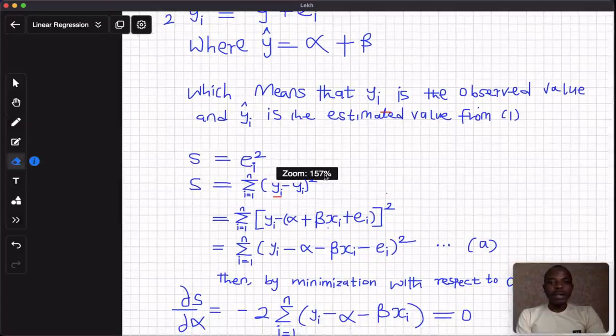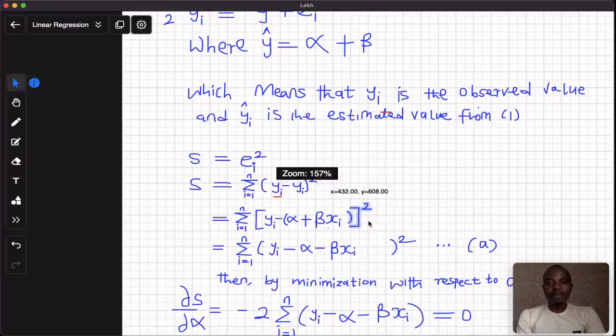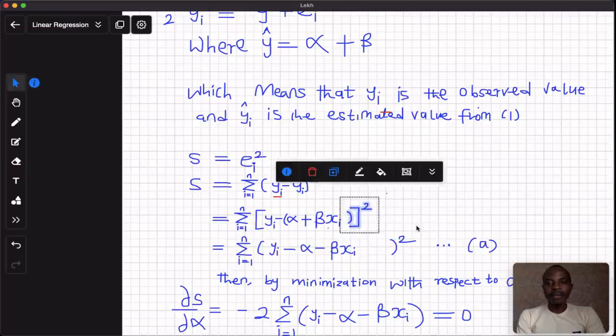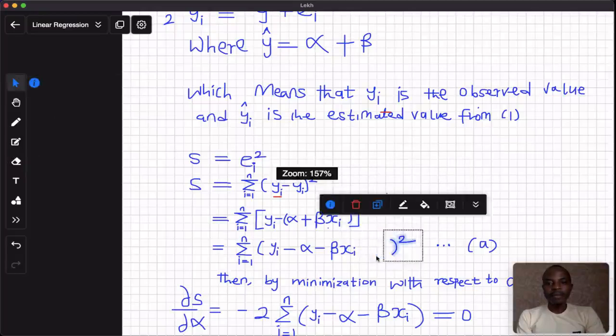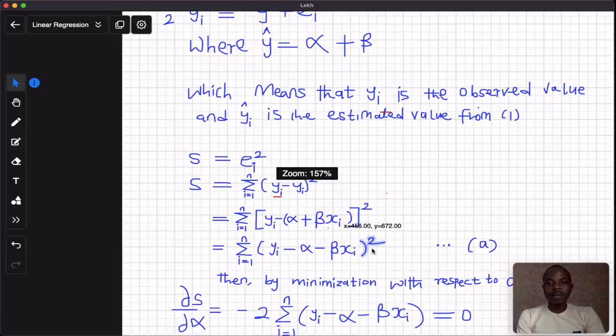Sorry, I want you to know that this should not be part of it. Okay, so this should not be part of it. E cannot show there again. So this is what you should have.